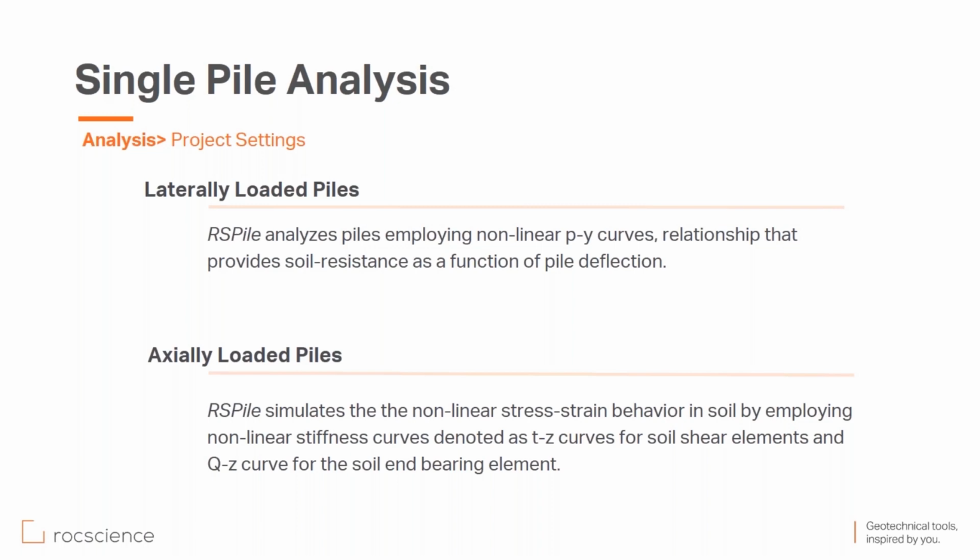And with RSPile, in a single pile analysis, you can also do both at the same time. So you can opt to do laterally loaded pile slash axially loaded pile analysis. You can do both at the same time, entering the properties for both. For the laterally loaded piles, you would need to employ the PY curves, which are the relationship between the soil resistance and the pile deflection for lateral deflection, and axially loaded piles, which use the TZ curves and the QZ for the skin friction and the end bearing element respectively.